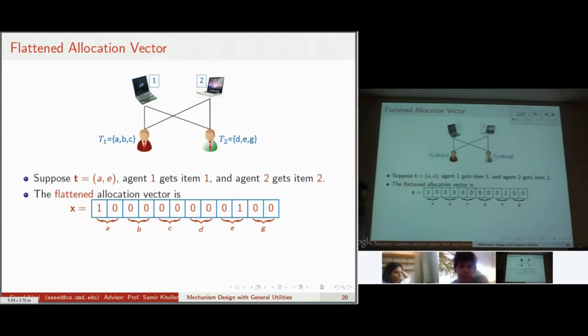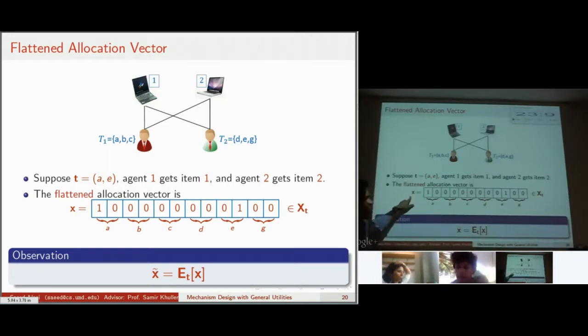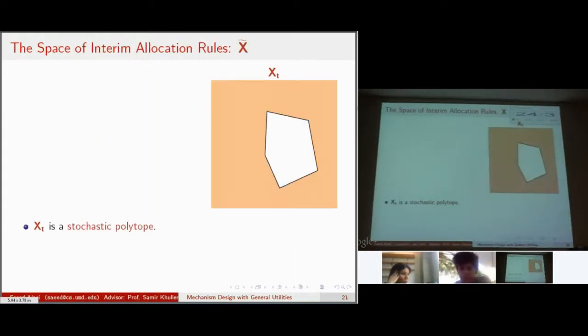The nice thing about this representation is that if you take the expectation of the flattened allocation vector, you get the interim allocation. Basically, this vector specifies the allocation for each type independently, so when you take the expectation over all types, you know the expected allocation of each type. And this is a critical thing for the way we solve the problem.